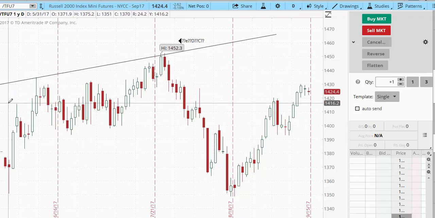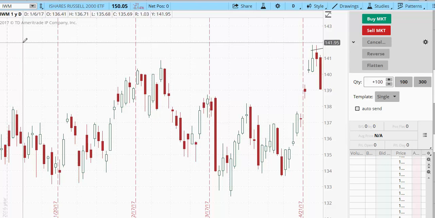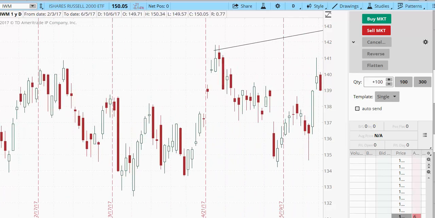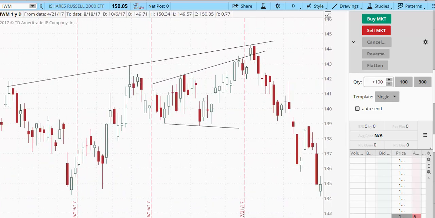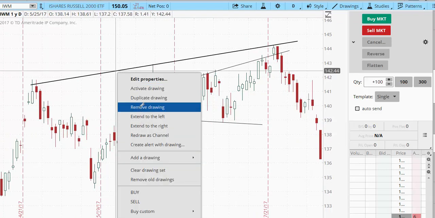But other times, you may just want to flip over to the cash portion of the particular index you're watching. So if you're watching ES, you're looking at SPY. If you're looking at the Russell, you're looking at IWM. And you'll get a slightly different picture using those guys. Let's take a look.